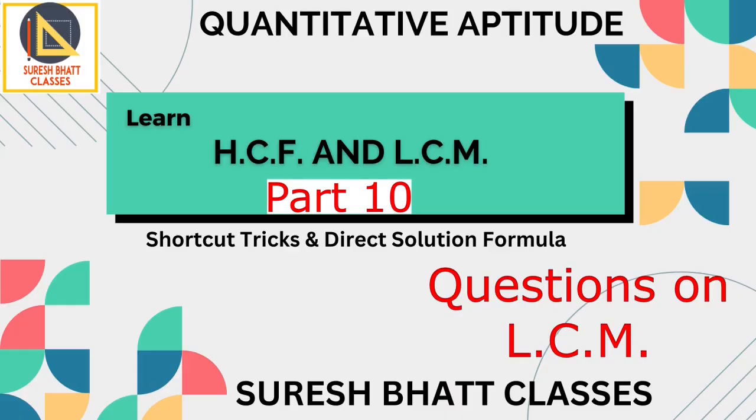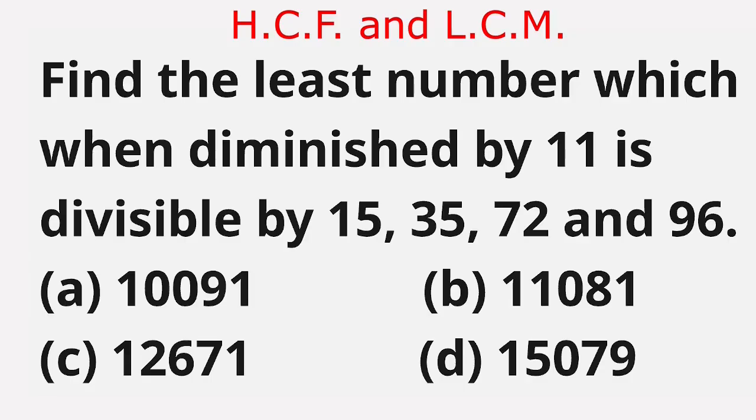In this video we are solving questions on LCM. Our question is, find the least number which when diminished by 11 is divisible by 15, 35, 72 and 96. The given options are option A 10,091, option B 11,081, option C 12,671, option D 15,079.